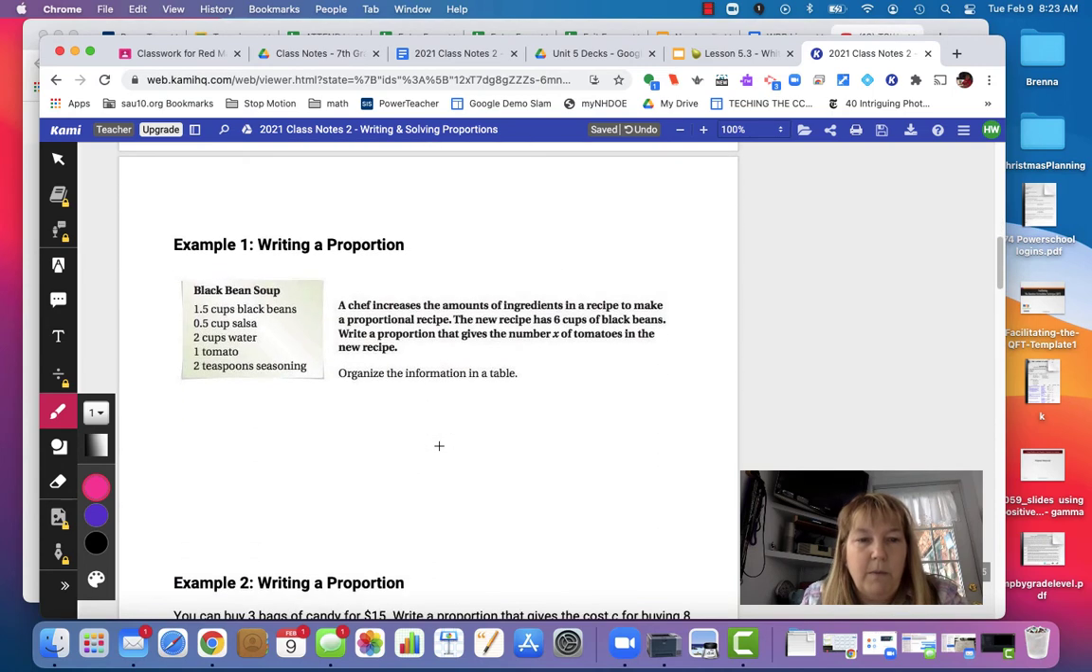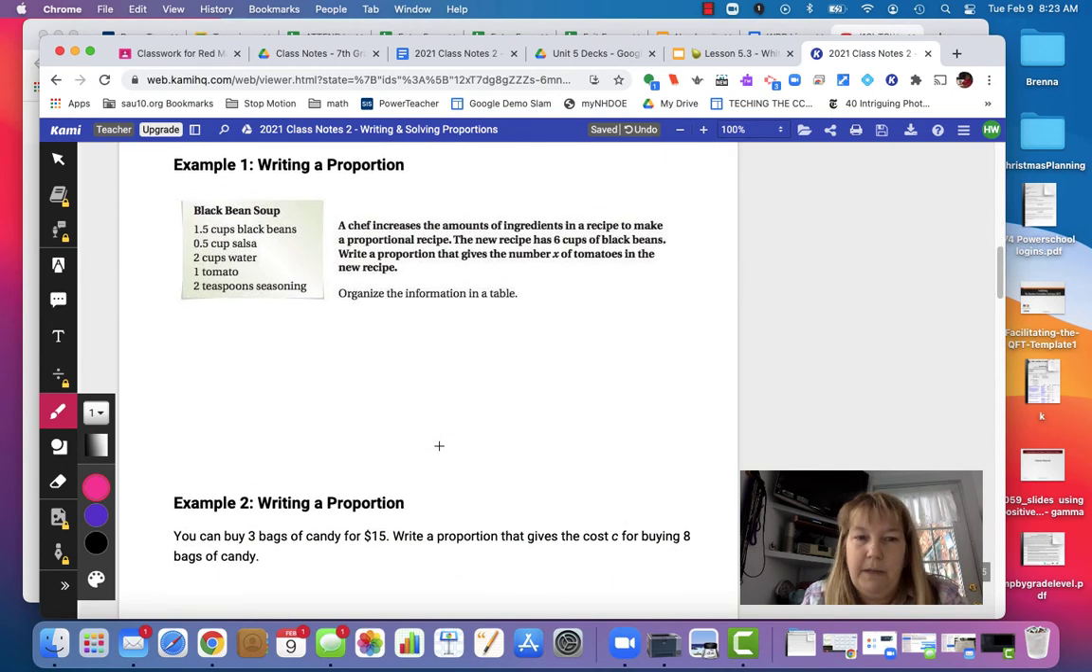So we're going to write a proportion, and we're going to use this black bean soup. So a chef increases the amount of ingredients in a recipe to make a proportional recipe. The new recipe has 6 cups of black beans, and it wants to write a proportion that gives the number x of tomatoes in the new recipe. So we're going to use a table to organize this. So in our old recipe, what are we trying to compare? We're trying to compare black beans and tomatoes. So these are the two things that we're trying to compare.